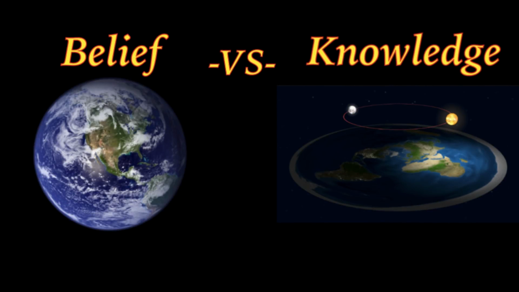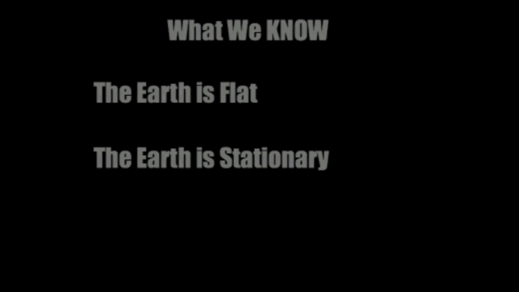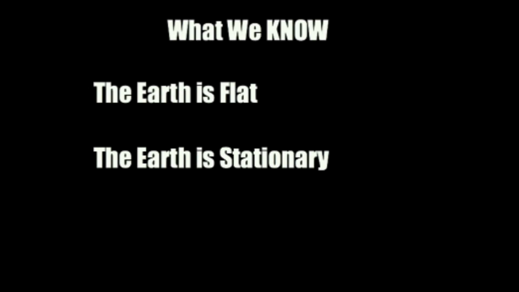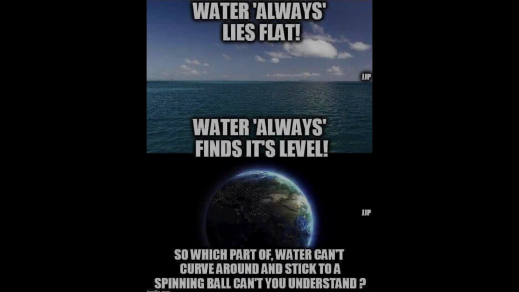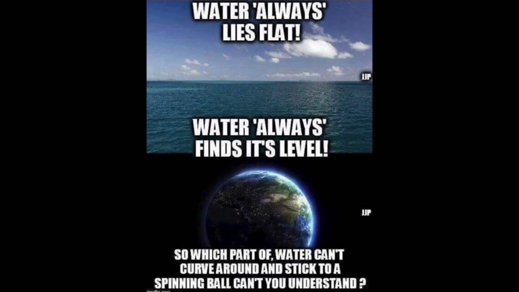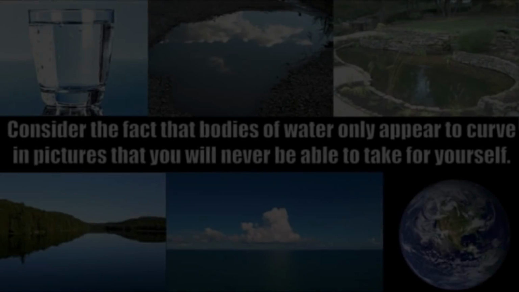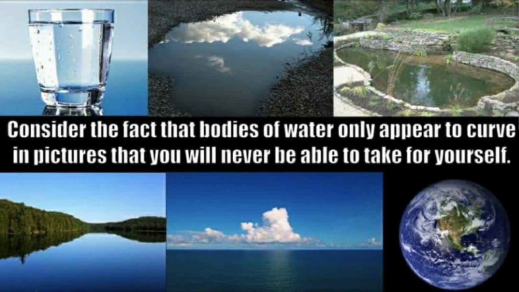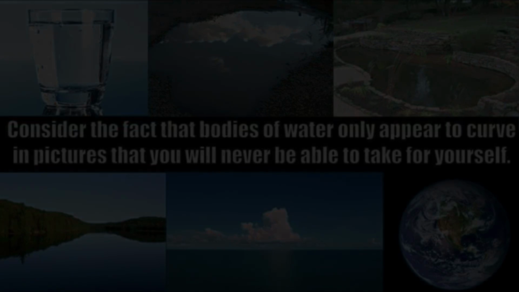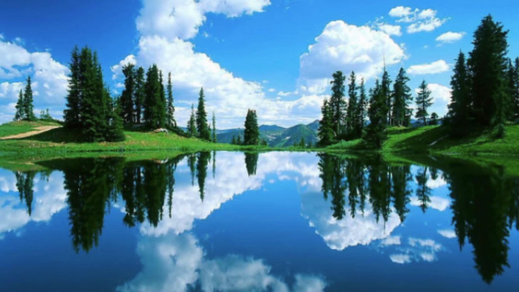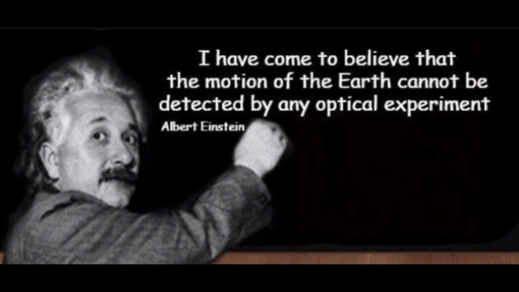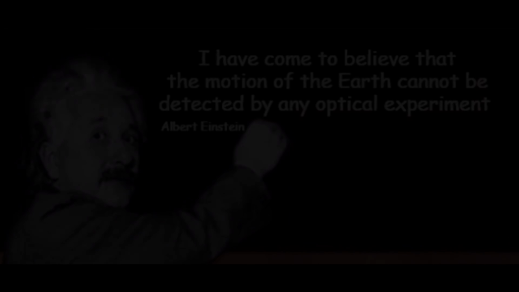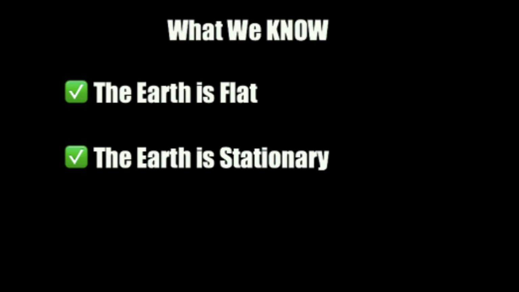The basic understanding of flat earth comes from knowledge, and we know two things for sure: that the earth is flat and the earth is stationary. We know that the earth is flat because most of the surface of the earth is covered in water, that water always seeks and finds its level, and that water, while contained and at rest, always has a surface that is completely flat. We know that the earth is stationary based on our day-to-day experience of living on a motionless plane. These two things we know for sure.